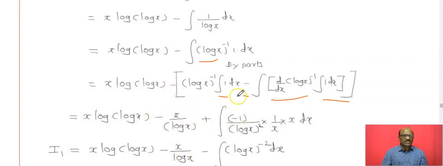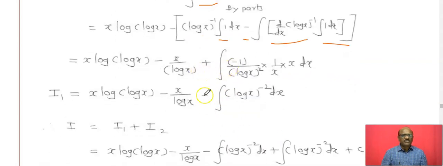What about the next? This minus and minus will become plus. That is the derivative, d/dx of log of x raised to minus 1. What about its derivative? That is minus 1 upon log of x bracket square into again the derivative of log of x, which is 1 upon x, integral of 1 dx, which is x. Now this x will get cancelled and you will get, what about here? This is the plus sign and minus sign. Overall you will get minus sign, that is minus log of x minus integral log of x bracket to the power minus 2 into dx.